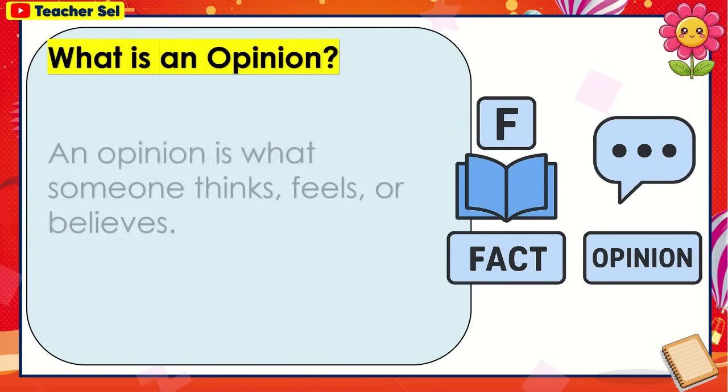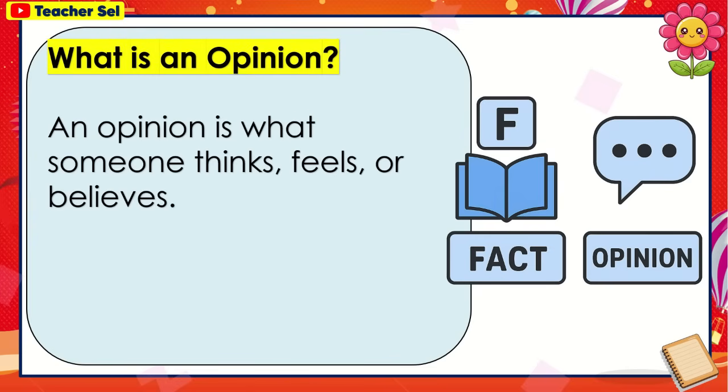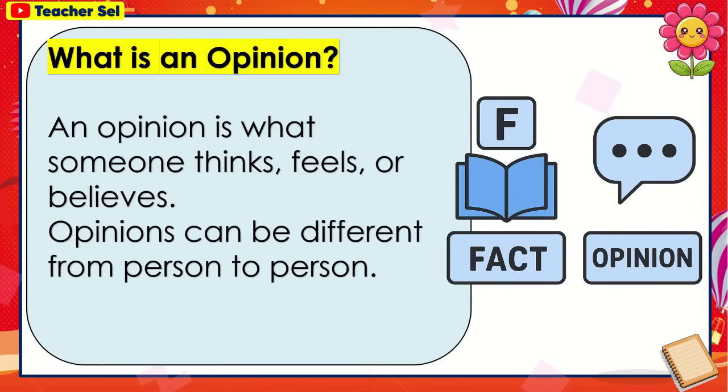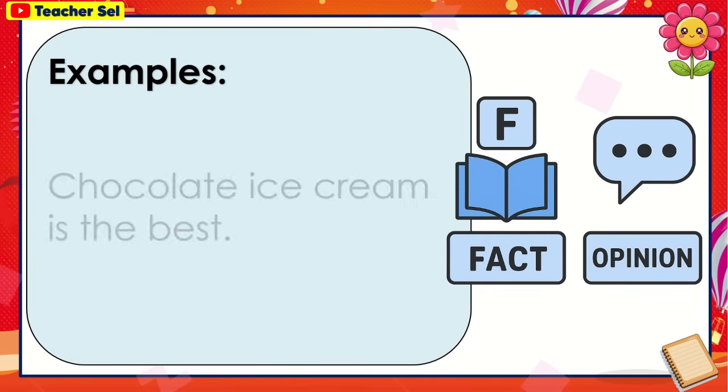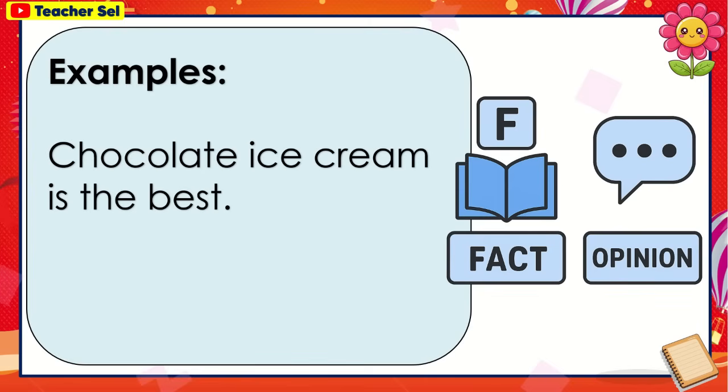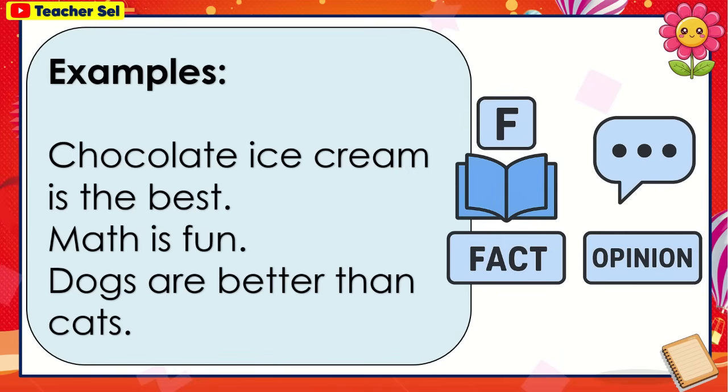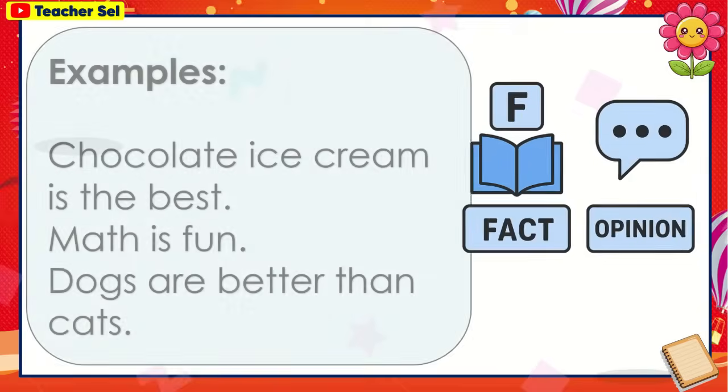What is an opinion? An opinion is what someone thinks, feels, or believes. Opinions can be different from person to person. They cannot be proven true or false. Examples: chocolate ice cream is the best. Math is fun. Dogs are better than cats.